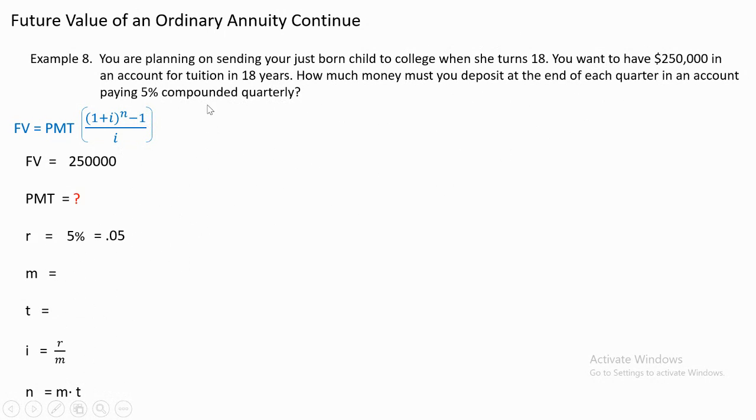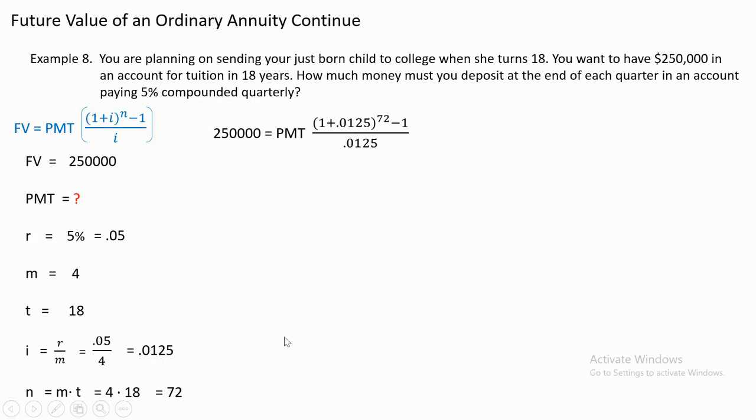Compounded quarterly, right? Here's a keyword: quarterly means 4. M is 4. The time is 18 years, so T is 18. The I will be the R divided by M, 0.05 divided by 4, which will give you something like 0.0125. And the N is M times T, which is 4 times 18, or 72. Again, you put everything in the formula, there it is.